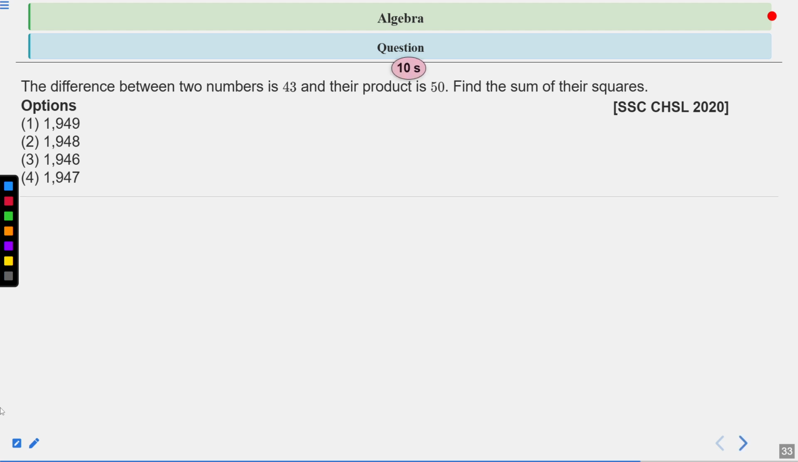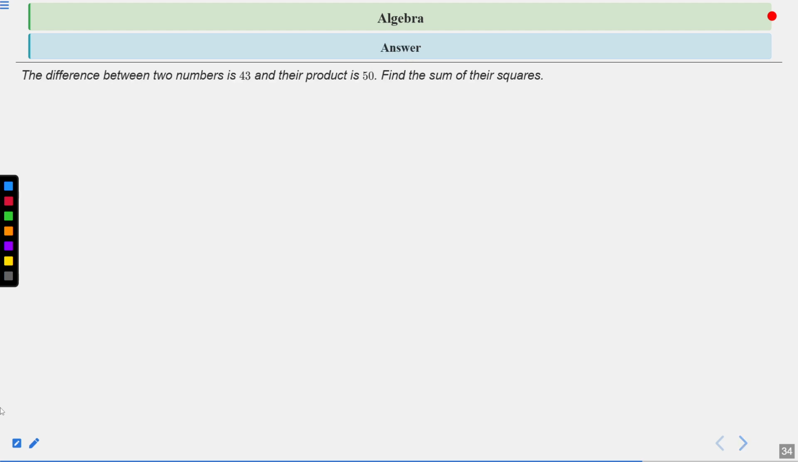Now you have 10 seconds to analyze the question. Your time starts now. Now time's up. Let's see the solution of this question. The difference between two numbers is 43 and their product is 50. Find the sum of their squares. So we make the equation and we can solve it. The correct answer of this question is the first one, which is 1949.